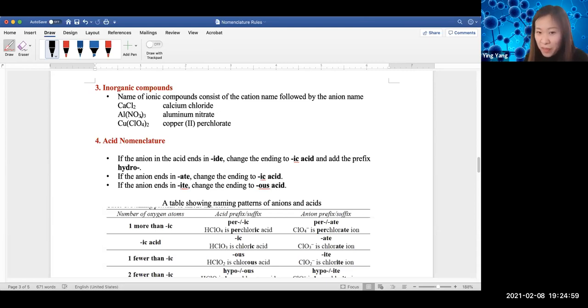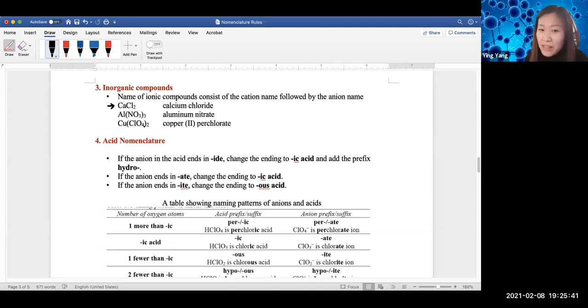And same thing, aluminum nitrate and copper(II) perchlorate. So the first one is easy. The cation is easy. The anion is a little bit complicated. And here, actually, the first example is the simplest form, just a simple monatomic cation and monatomic anion, and that is simple. Let's combine them together, right? And the second one is an example of a monatomic cation with a polyatomic anion. And then you need to remember, okay, NO3 minus, that is called nitrate ion.